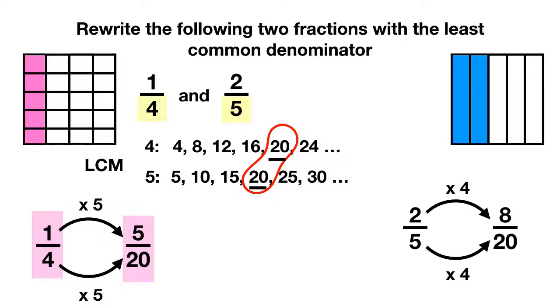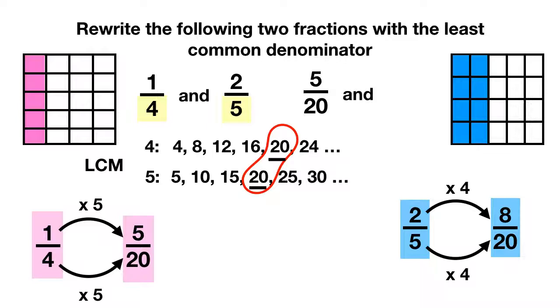And again, we can show that on the picture. Right here we have 2/5, but if we break it into 1, 2, 3, 4 pieces, you can now count that there's 1, 2, 3, 4, 5, 6, 7, 8 blue pieces out of 20. 2/5 is the same as 8/20. Now that we've rewritten our fractions, we have our answer. 1/4 and 2/5 can be rewritten as 5/20 and 8/20.